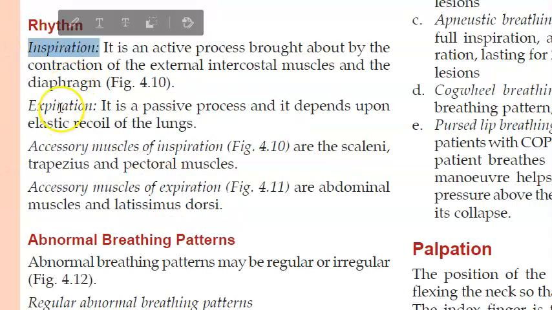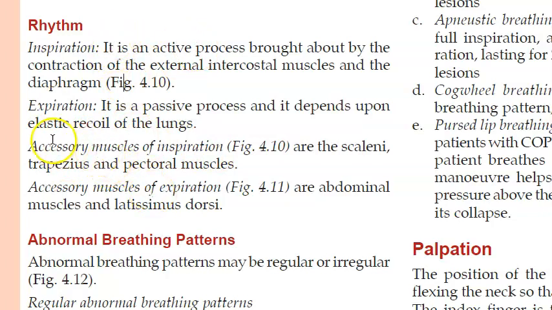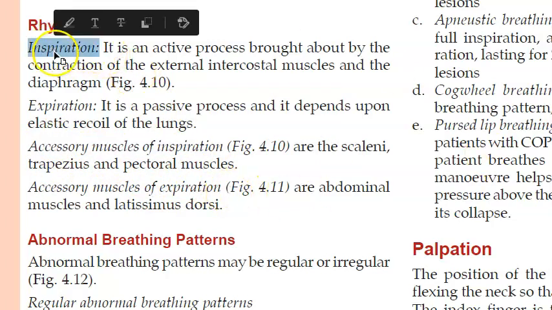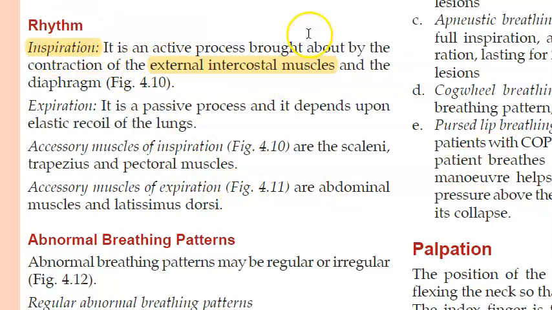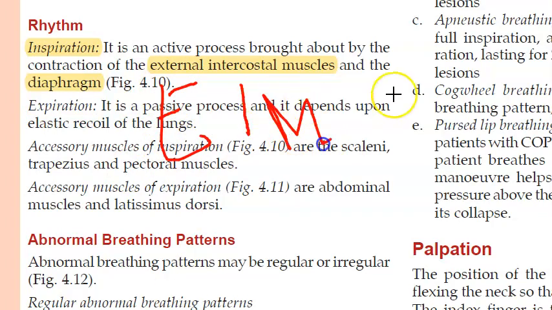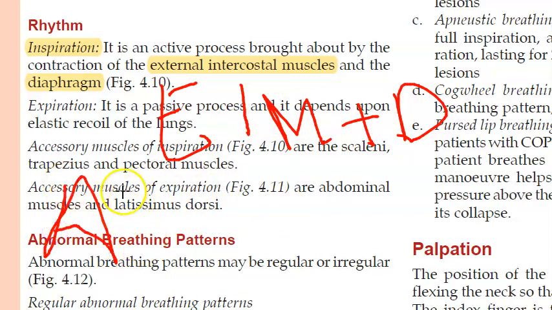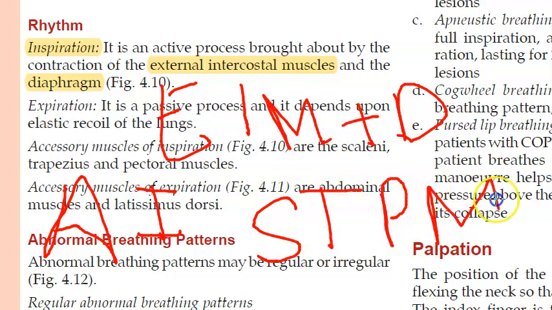So rhythm, guys. What will you see? Inspiration, expiration: you breathe in, breathe out, breathe in, breathe out, right? What else will you say? Which are the accessory muscles? First of all, let us look at the important muscles. For inspiration, you will use what? The external intercostal muscles and the diaphragm. Expiration is a passive process, it doesn't use anything. Just remember, for breathing you are using the external intercostal muscles and the diaphragm, okay? These two you're using for breathing. When you are struggling to breathe, you will use the accessory muscles of inspiration, which will be the scalene muscle, the trapezius muscle, and the pectoral muscles, okay?